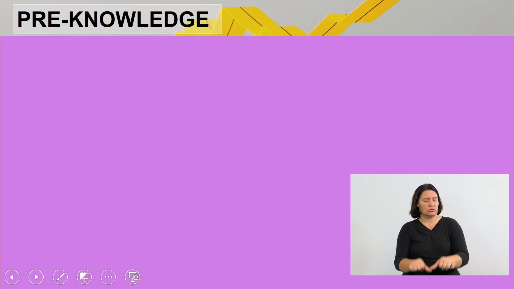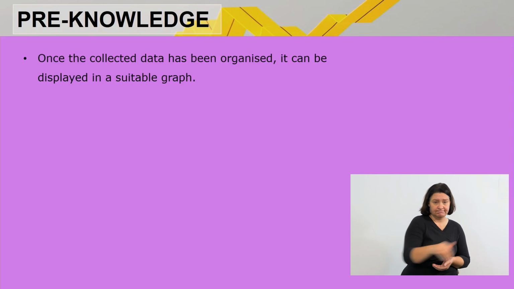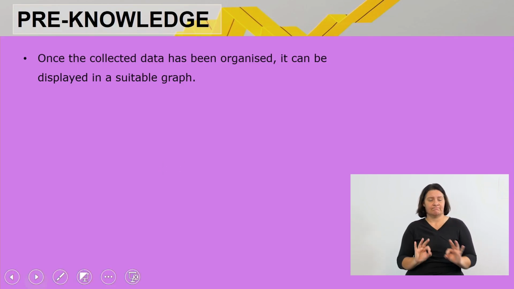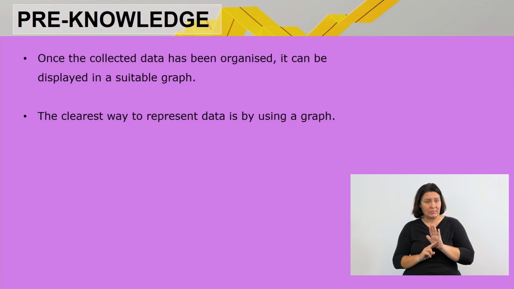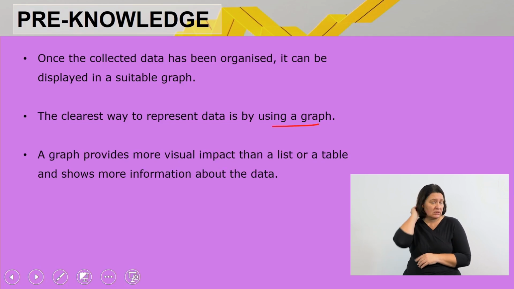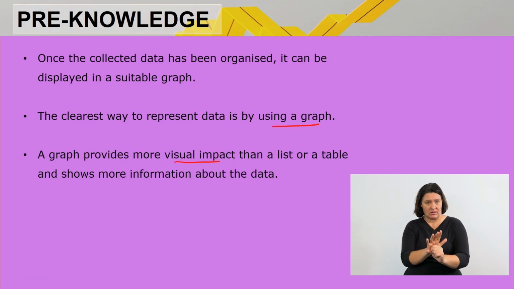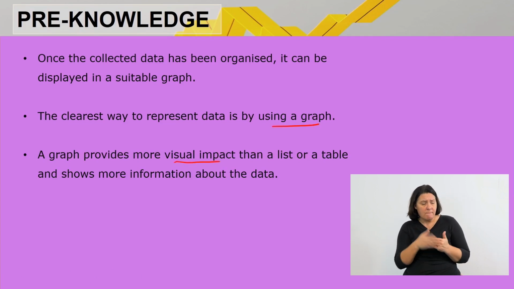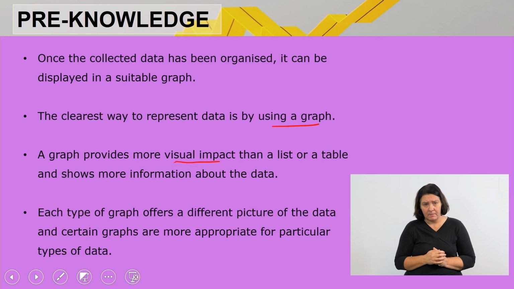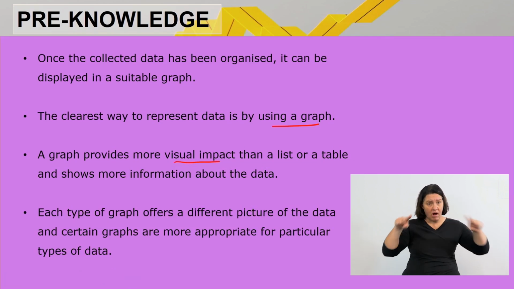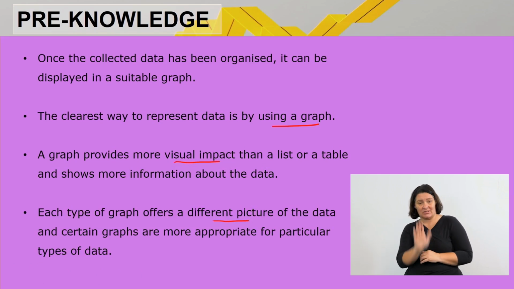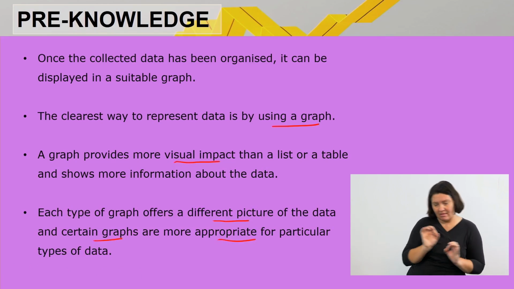Now let's continue. What is the pre-knowledge that you should have at this point in time? So I indicated here that once the data collected has been organized, it can be displayed in a suitable graph. The clearest way to represent data is by using a graph. Also important to note is a graph provides more visual impact than a list or a table and shows more information about the data. Then I indicated here that each type of graph offers a different picture of the data, and certain graphs are more appropriate for particular types of data, and we'll look into that as well.